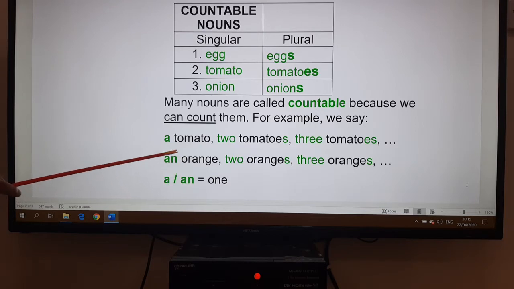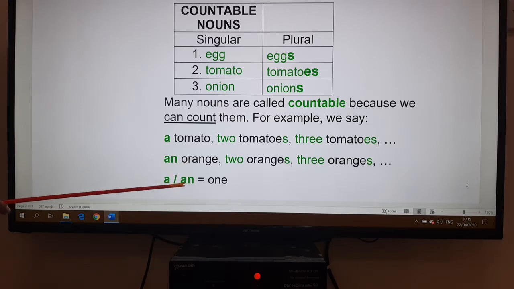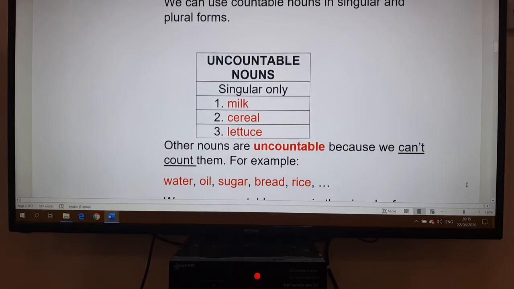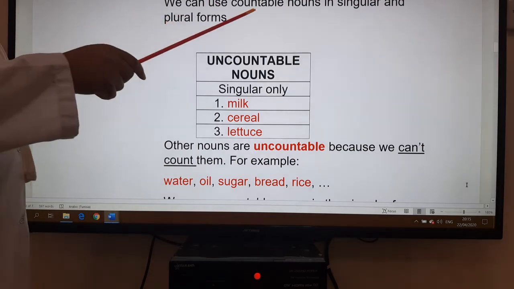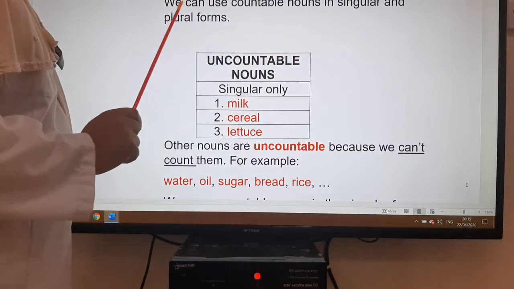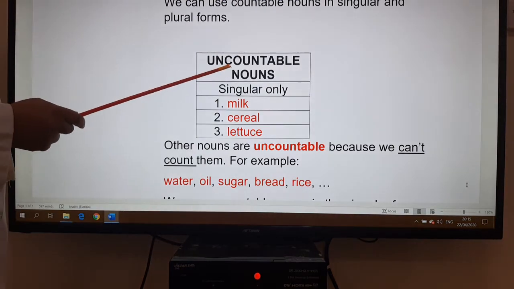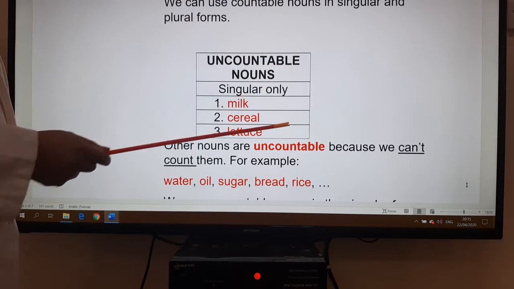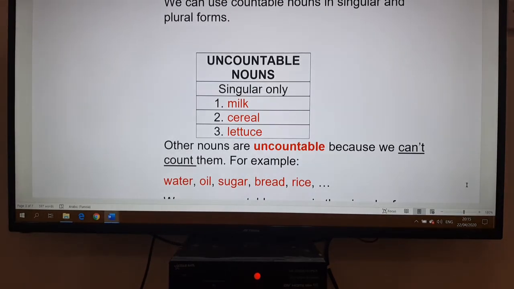The only difference between them is that we use an for a word that begins with a vowel. An orange is easier to pronounce than when we say a orange. It's difficult to say. So, the other remark is that we can use countable nouns in singular and plural form. We have the two. But what about the uncountable nouns? We have singular only. We have only one form.